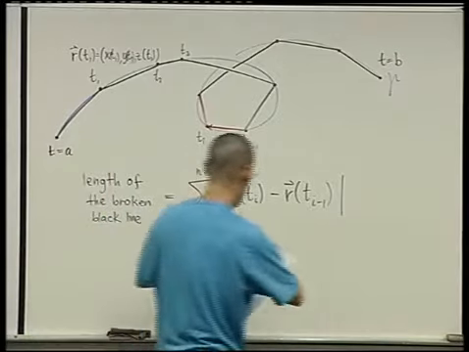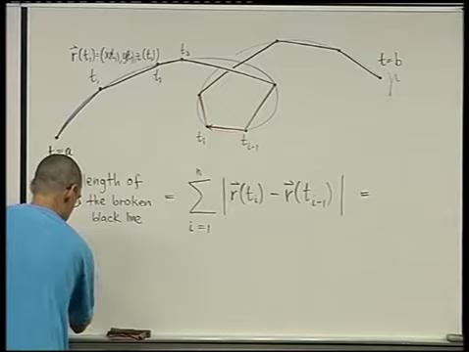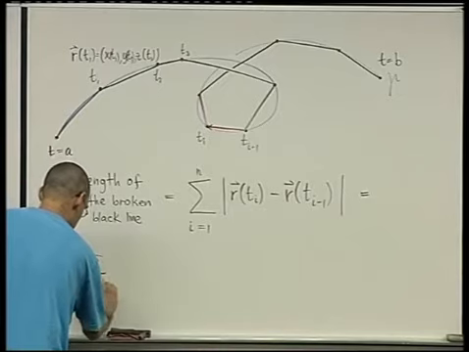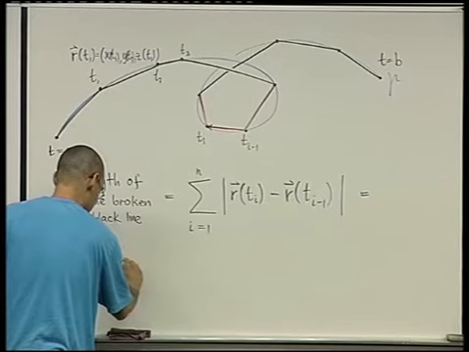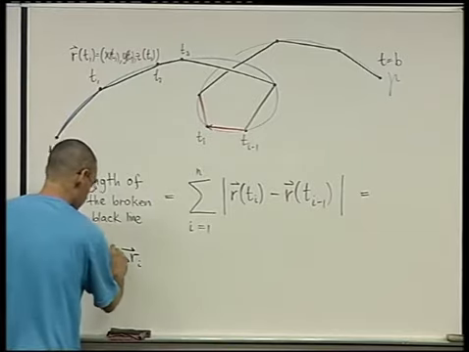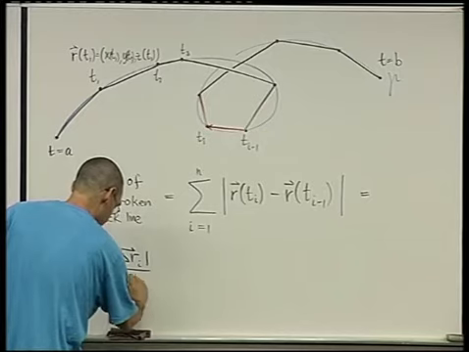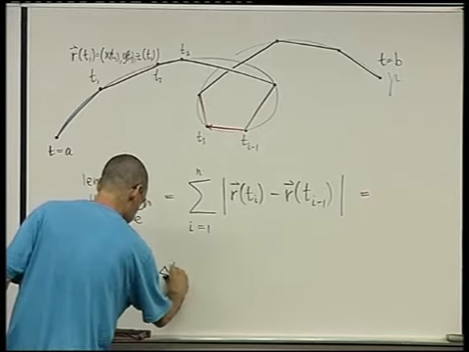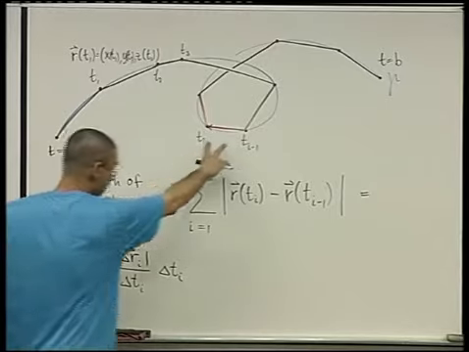Good. So what is this? This I can now rewrite. Sigma i equals 1 to n. Instead of this, we previously called it delta ri. That's the length of that secant vector. And I'm going to divide it and multiply it by delta ti. I can always do that. Divide and multiply by the same thing. Delta ti is the difference in the actual t's.